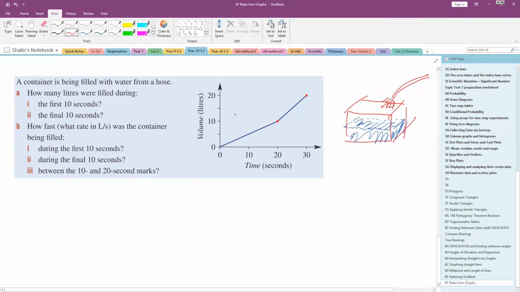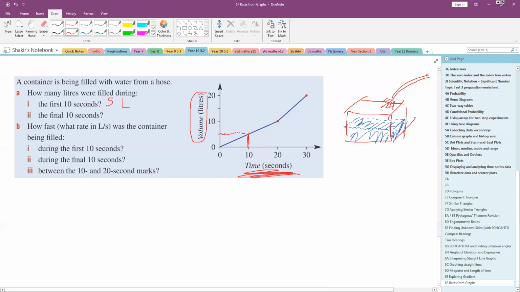How many liters were filled during the first 10 seconds? So now time is in seconds, and it's asking how many liters were filled in the first 10 seconds. Well, that's the first 10 seconds, and the amount of water filled was 5 liters, it would seem. 5 liters.